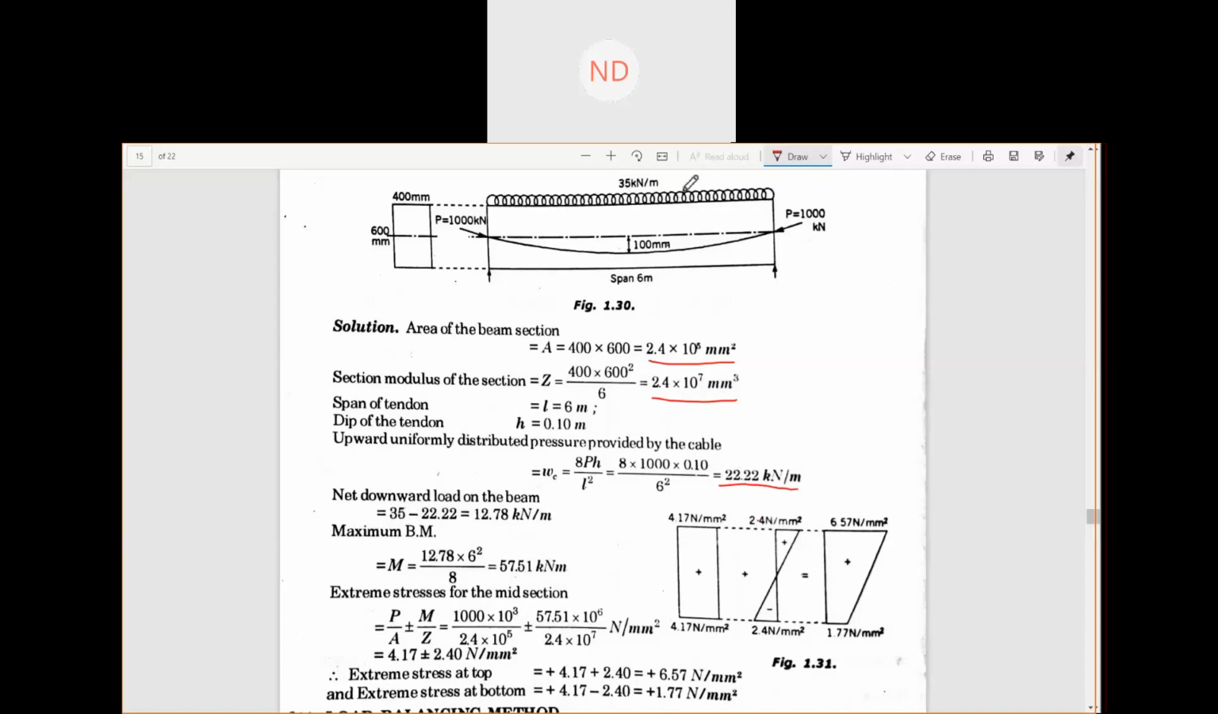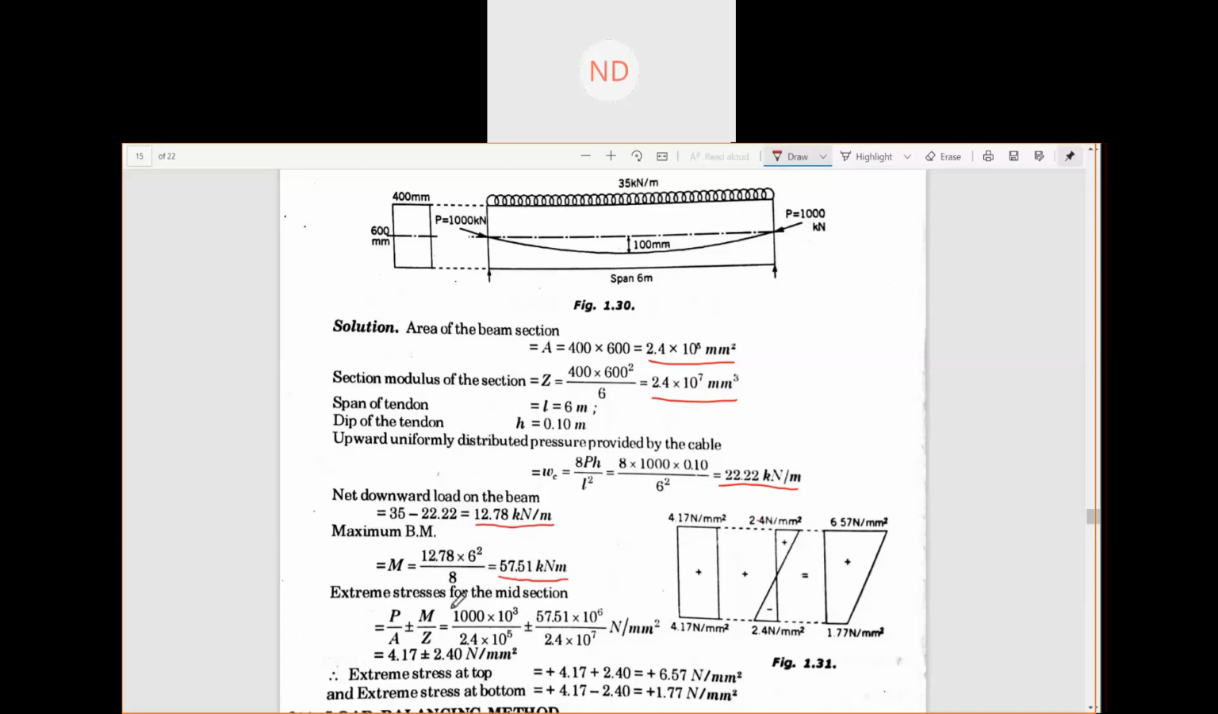So that is 12.78 kilonewton per meter. That means now the load which is acting is 12.78, and due to this we'll have a moment. That moment is given by, since this is a UDL, WL squared by 8, and we got our moment to be 57.51 kilonewton meter.